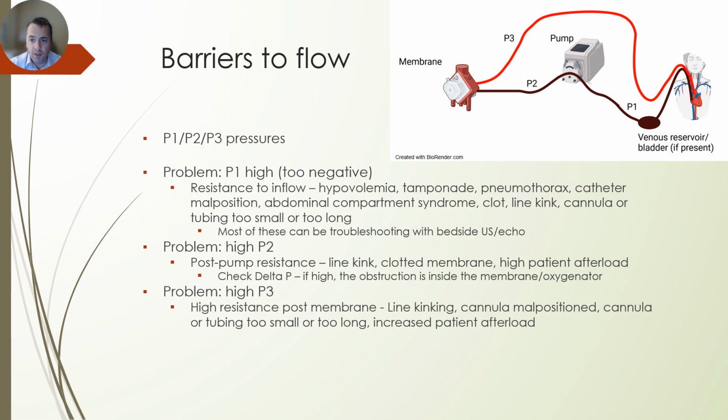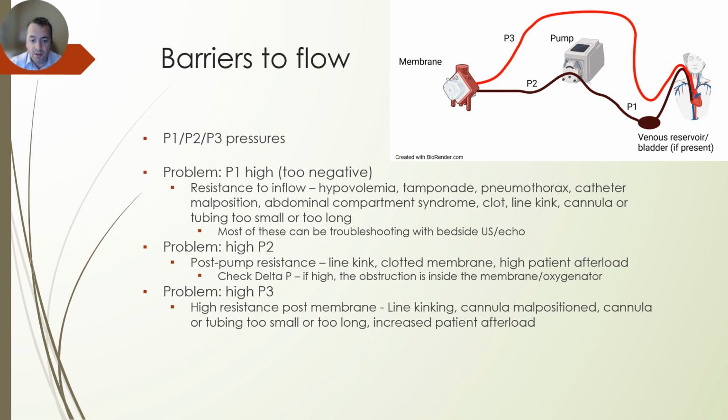Most of these can be troubleshot with history and some bedside ultrasound or echo and/or x-ray. Problem high P2s: this is due to some post-pump resistance, line kinking, clotted membrane, patient afterload. And this is where the delta P might come in handy. If that's really high, a high pressure drop across the membrane lung or oxygenator, there's some obstruction there, whether that's condensation or clots.